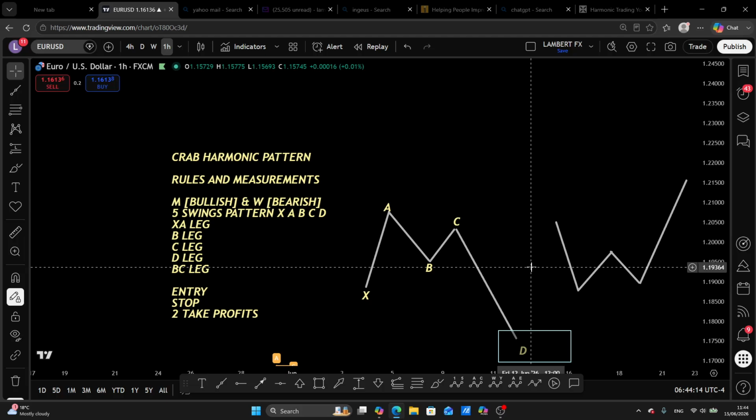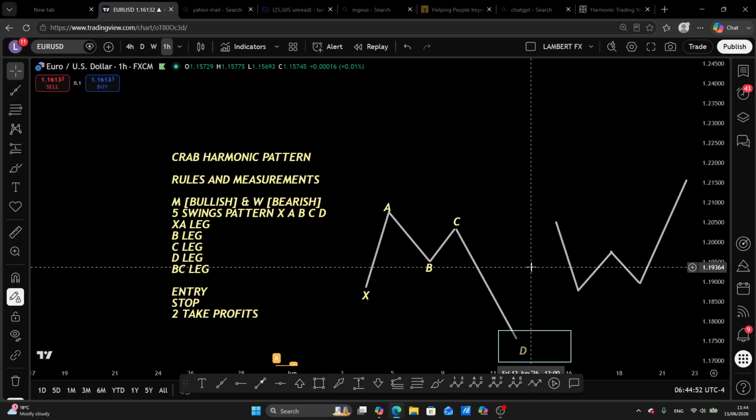We do have to take profit with every harmonic pattern. The first take profit is at 0.382 and the second take profit is at 0.618. With the crab harmonic pattern, you would 100% get the first take profit at 0.382. Again, this first take profit only depends on whether you get the X to A leg correctly. If you do get that, then 100% you would get your first take profit.